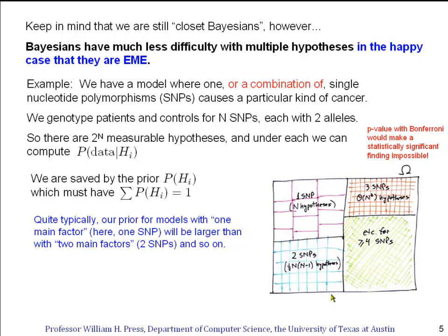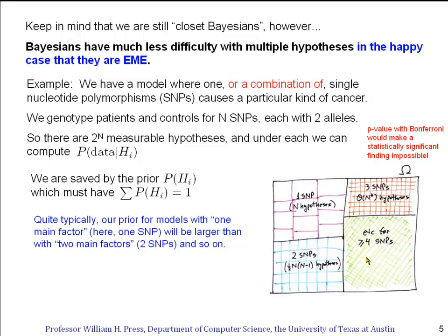And then if the cancer isn't explained by two SNPs, we think it might be explained by three SNPs, but there we're assigning, let's see, what does it look like? It looks like maybe a 15% probability as our prior on that. And then that's divided up into on the order of n cubed possible hypotheses, and so on for 4 or more SNPs.